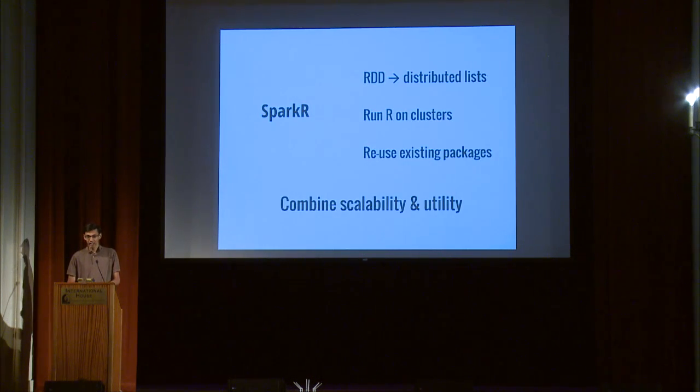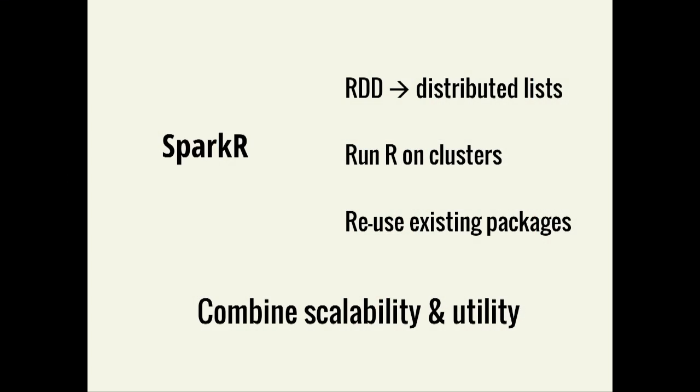So in summary today, we presented to you this project called SparkR, which takes this high-level idea of representing RDDs as distributed lists and enabling transformations and computations on them from R. And this enables you to run R on large clusters and not be limited by the memory or processing capabilities of one machine. And in addition, it lets you reuse existing packages inside your closures that you run on a cluster. And the goal of SparkR is to combine the scalability of Spark and the utility provided by using R. And today we saw some examples and a demo that show you how this can be done.